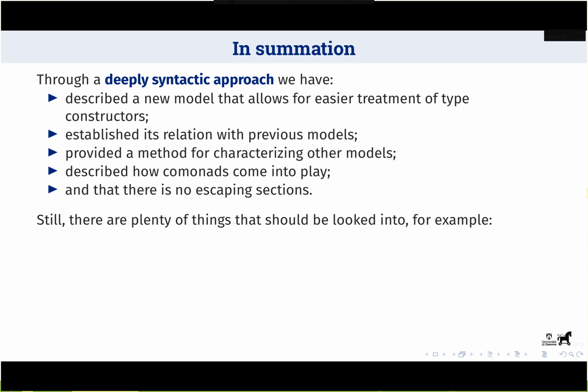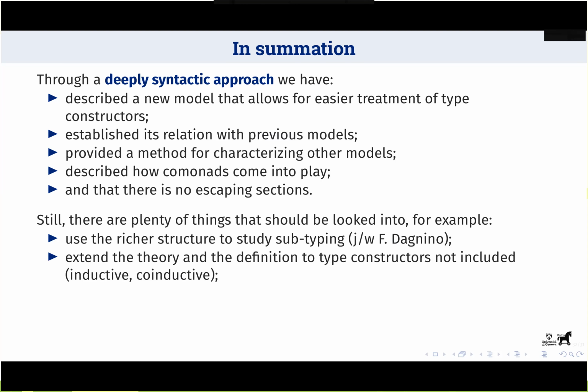But there is plenty to do, so I want to mention some ideas. First of all, now that we have all fibrations and not only discrete ones, we can study subtyping. And this is what I've been trying to do with Francesco Dagnino. And then we can use this theory to see what more structure one needs if you want to encode more complex type constructors, for example, inductive and coinductive ones.